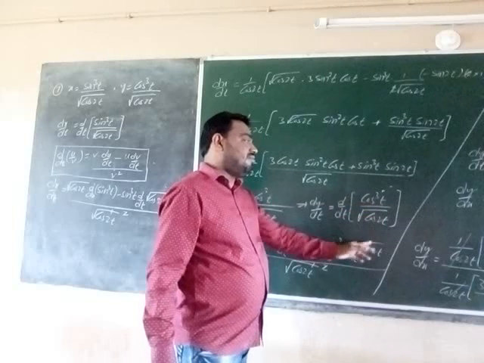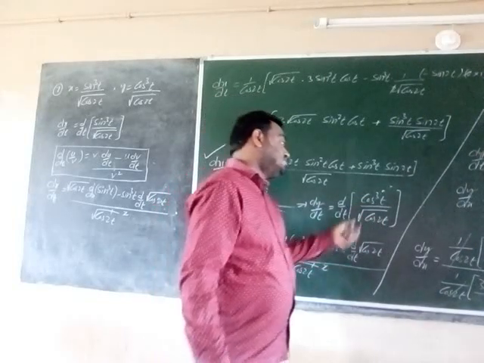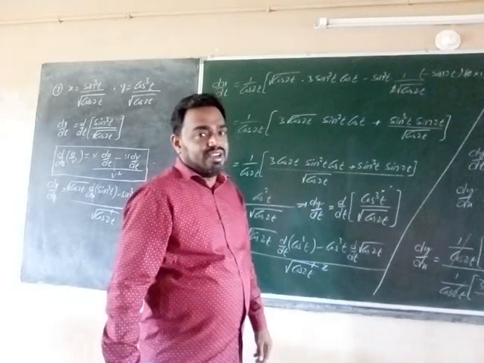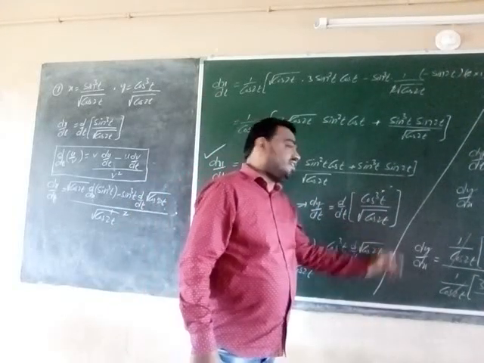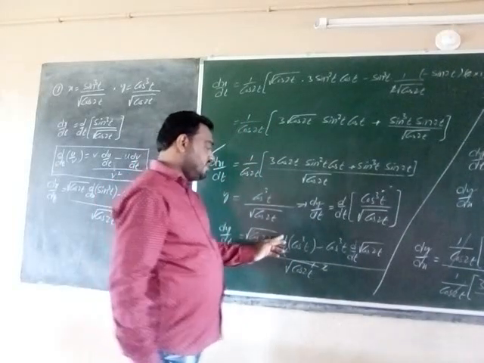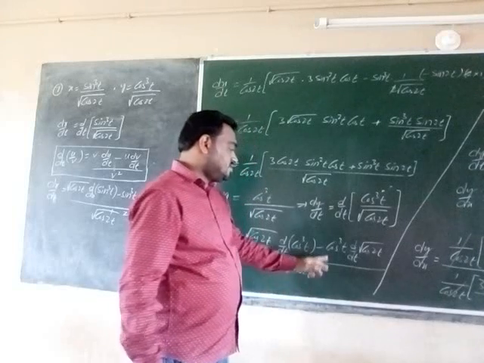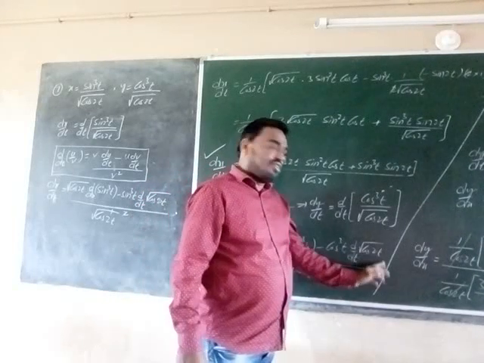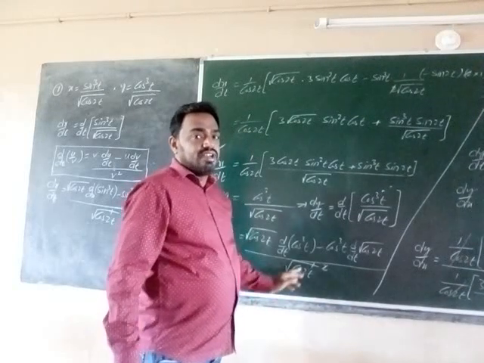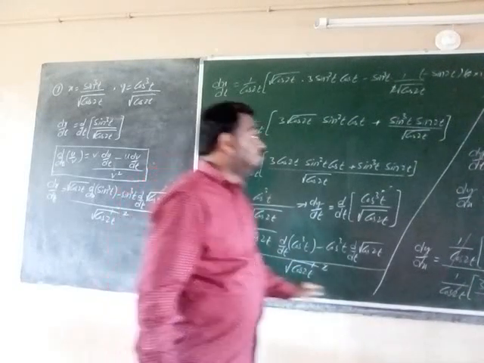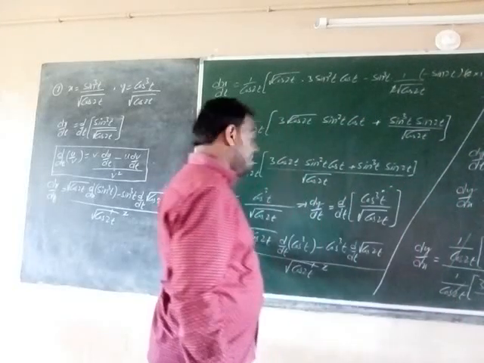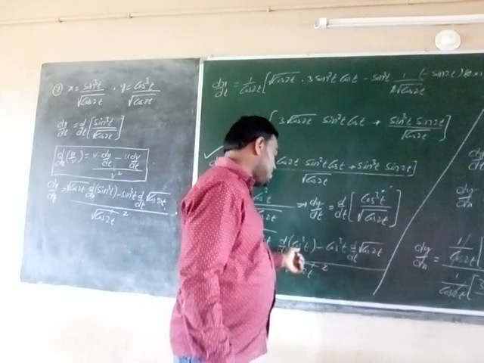So it is in the form of u by v again. Here what is u? U is the numerator, cos cube t. What is v? V is the denominator, square root of cos 2t. So you apply: square root of cos 2t into the derivative of cos cube t, minus cos cube t into the derivative of under root of cos 2t, by under root of cos 2t whole square. The square root is cancelled. So this is 1 by cos 2t. I have written here 1 by cos 2t, next to square root of cos 2t. Next, the derivative of cos cube t.